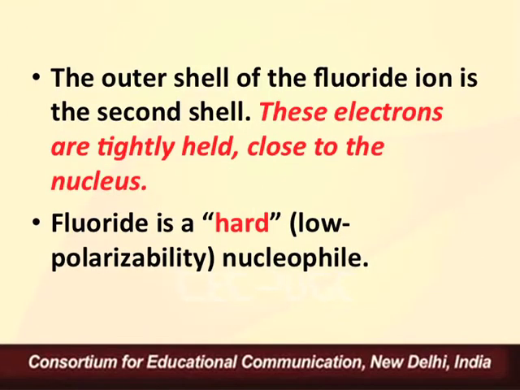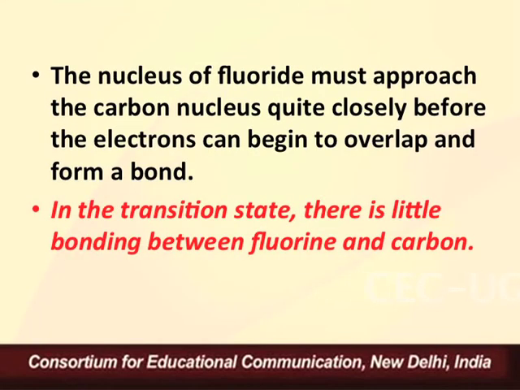Whereas if we talk of the outer shell of the fluoride ion, then it is the second shell. These electrons are tightly held to the nucleus. Fluoride is a hard nucleophile, that is, it is not polarizable, and its nucleus must approach the carbon nucleus quite closely before the electrons can begin to overlap and form a bond. In the transition state, there is little bonding between fluorine and carbon.